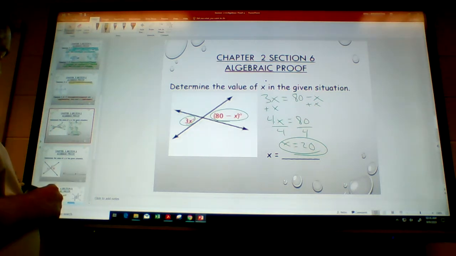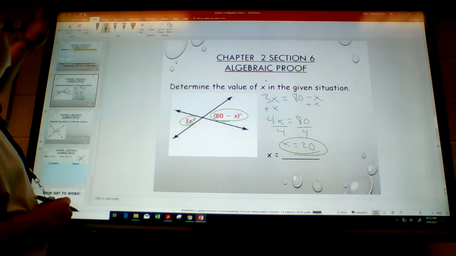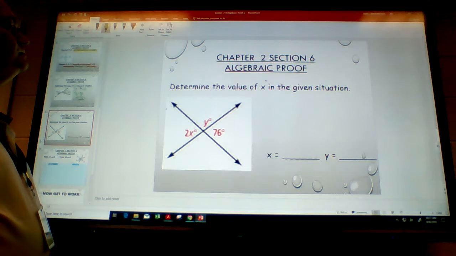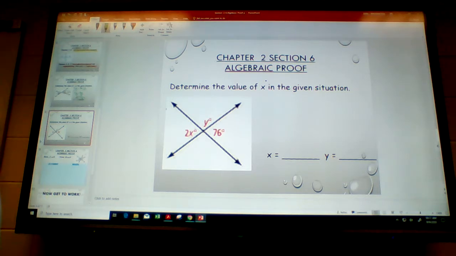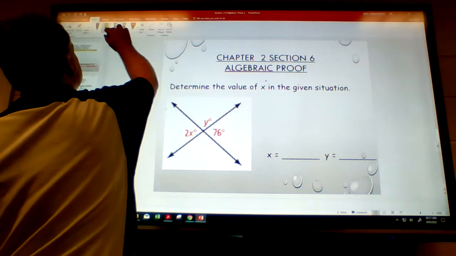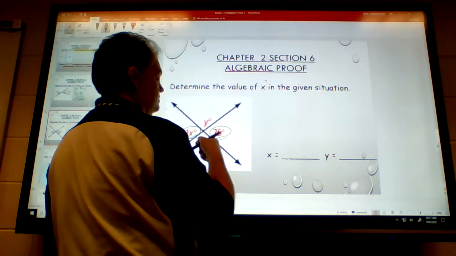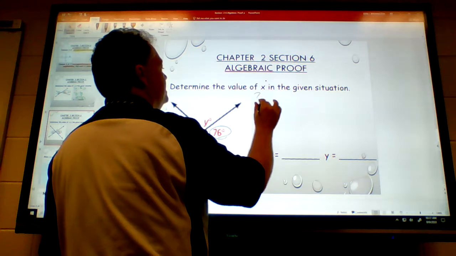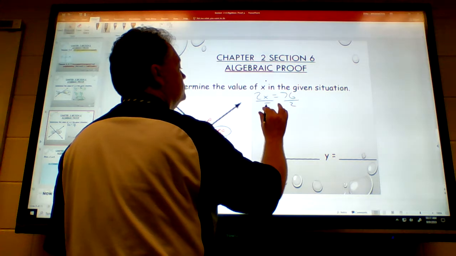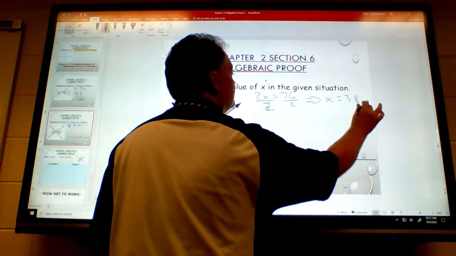Feel free to rewind this back if you need to. Okay, we need to determine the values of x and y. Let's start with x. 2x and 76 are vertical. Since they're vertical, we set them equal. So 2x equals 76. Divide by 2, which means that x equals 38.